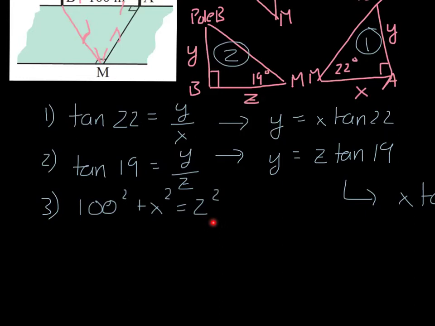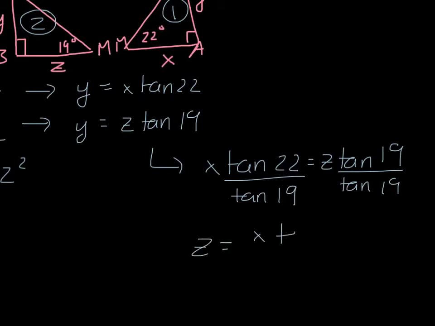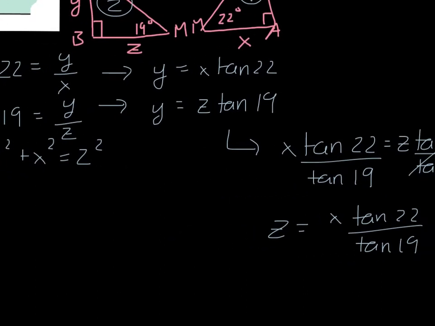Now since I want to solve for x, that means I want to get rid of z here. So I need to find something to substitute in for z. Which means in this equation over here, I'm going to solve for z. And to solve for z, I simply divide both sides of the equation by tan 19. Okay, so I have z equals x tan 22 over tan 19. Okay, so far not so bad. We're going to take that expression for z and we're going to plug it in here.